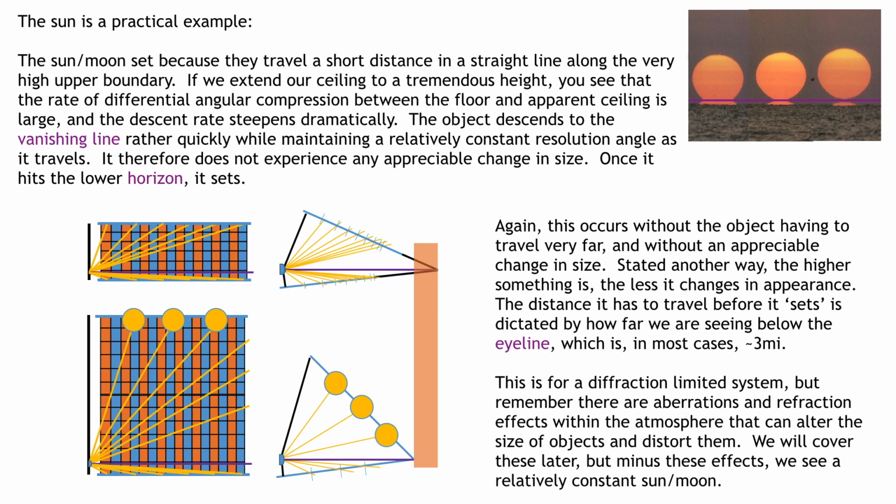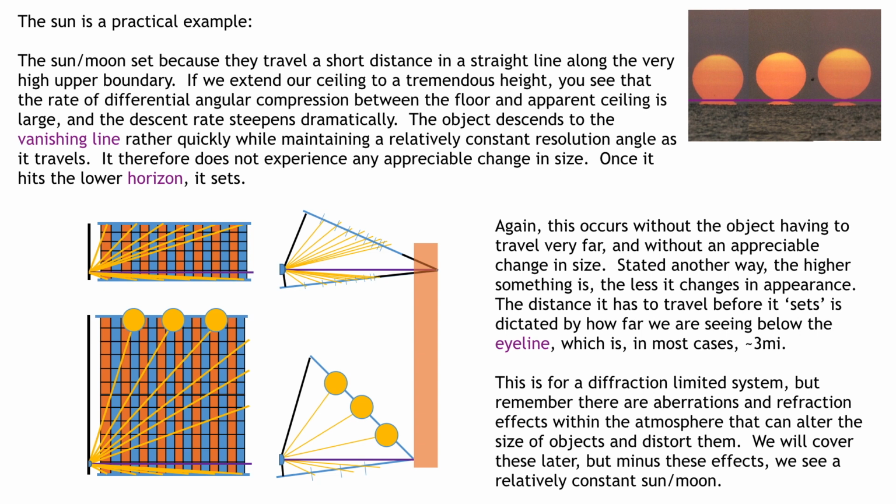So you may have already guessed this, the sun is a practical example. The sun and moon set because they travel a short distance in a straight line along the very high upper boundary. So if we extend our ceiling to a tremendous height, let's say, you see that the rate of differential angular compression between the floor and the apparent ceiling is very large, and the descent rate steepens dramatically. And so I'm just modeling that in the lower left. So you see how the angles get much wider when I extend the ceiling to a very large height. This is just 3, 4, 5 times higher, in this case about 3 times higher, but you can see the effect on those angles.